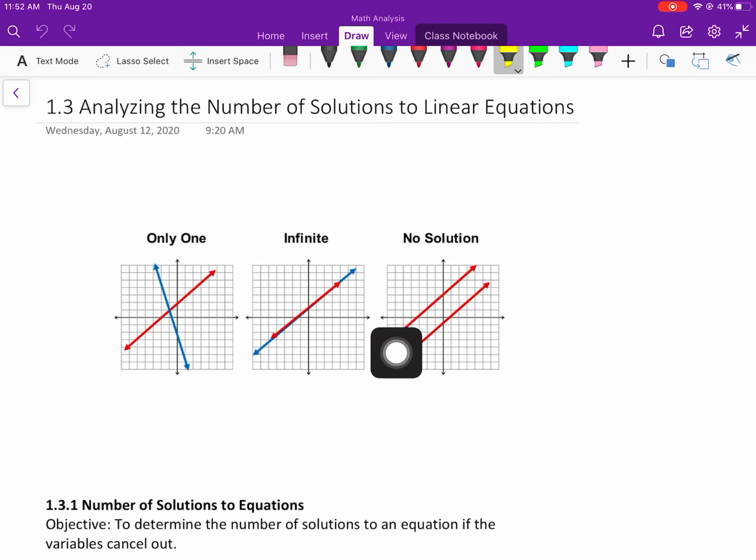So then no solution, they never intersect. So they're going to have the same slope, and you'll see what's going to cause that there. We haven't even gone into slope yet, but they would have the same slope, but they're never going to intersect. They have a different y-intercept. So they're a different equation, but the variables are going to cancel out is what you're going to see.